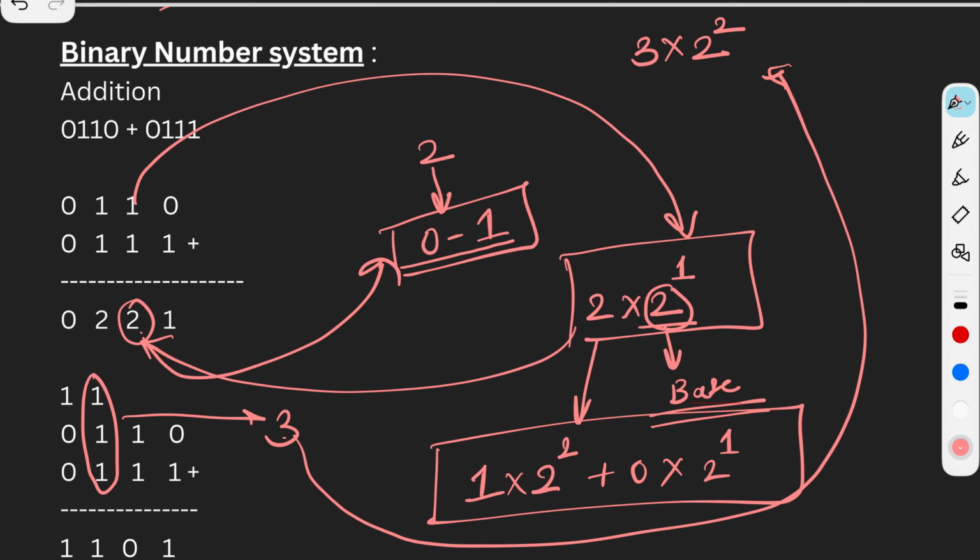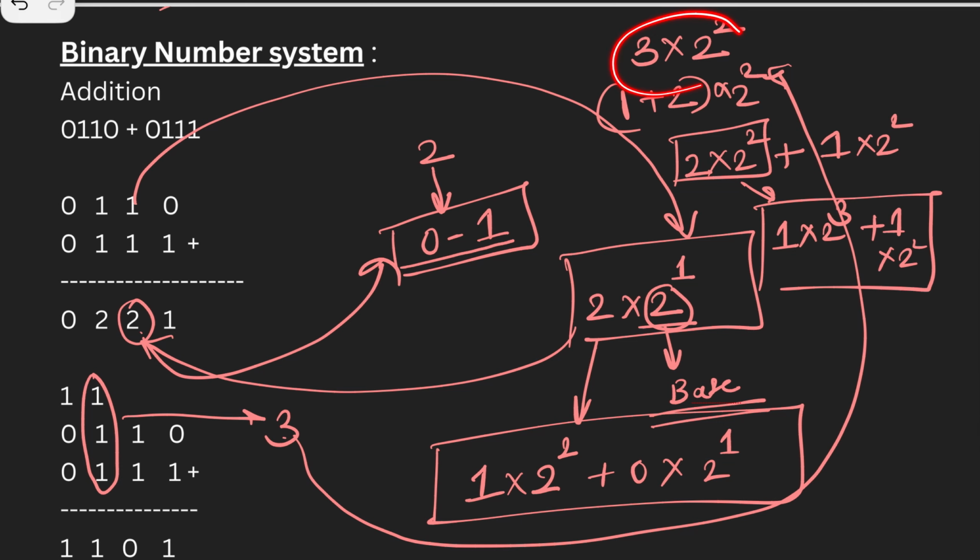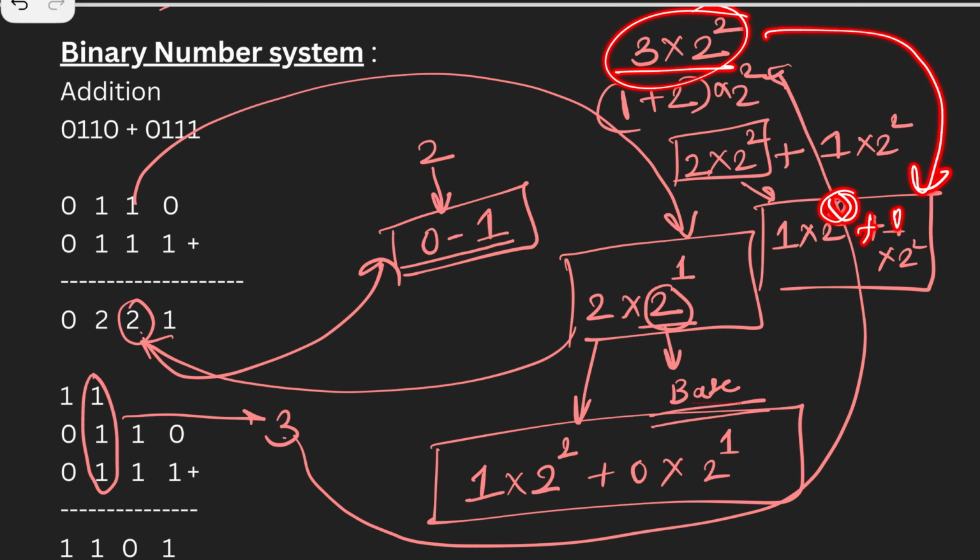Correct? Now what I am going to do, I am going to write this 3 as 1 plus 2 into 2 to the power 2. Now I can write 2 into 2 to the power 2 plus 1 into 2 to the power 2. Now this 2 into 2 to the power 2 will become 1 into 2 to the power 3 plus 1 into 2 to the power 2. These values are exactly same. I can write 3 into 2 to the power 2 as 1 into 2 to the power 3 plus 1 into 2 to the power 2. Am I right? I can write it like this, correct?